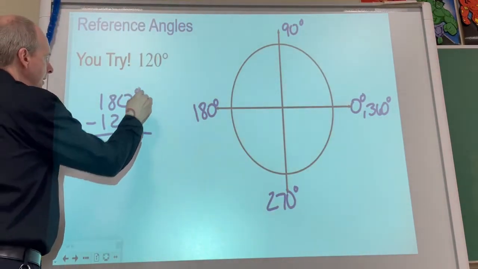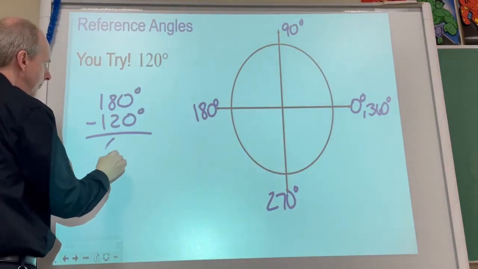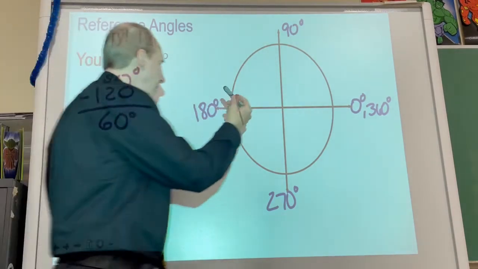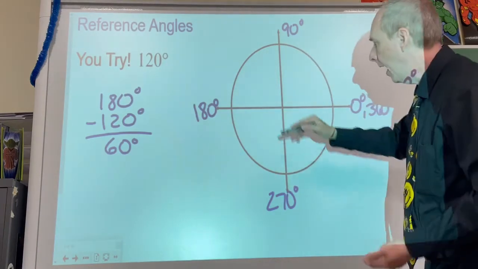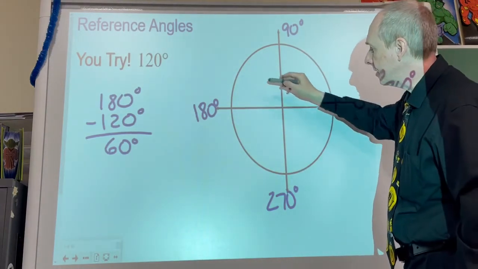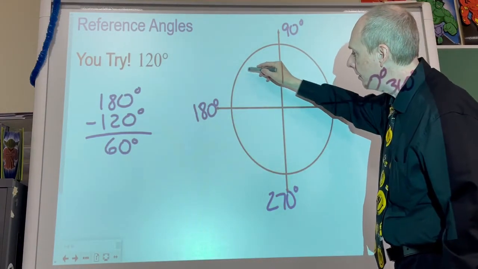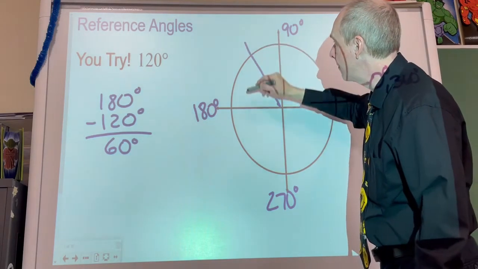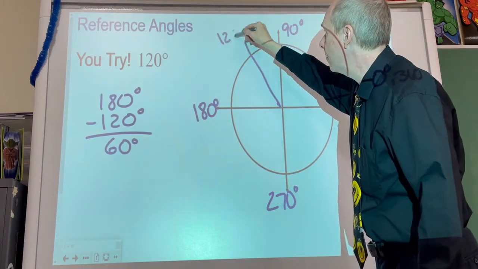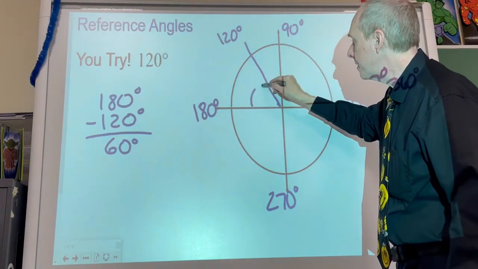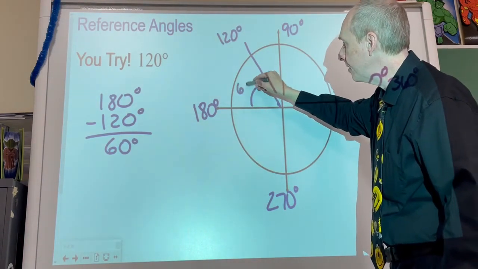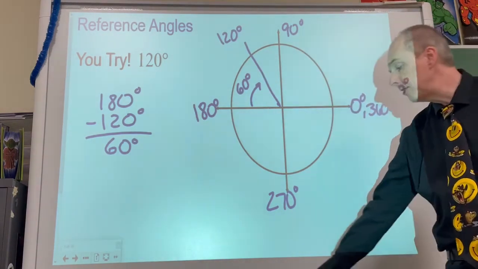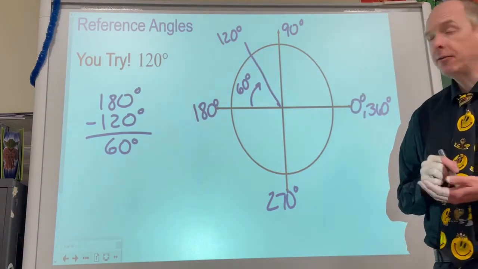So, how big is our reference angle? If you said 60 degrees, good job. That means from 180, I need to back up 60 degrees. Well, I know the middle would be 45, so it's more than the middle. Here would be my 120 degree angle. This would be my 60 degree reference angle. And it is all about those reference angles when you're finding your answers.